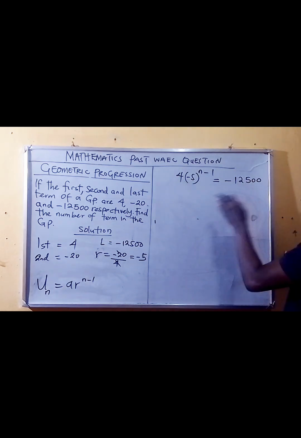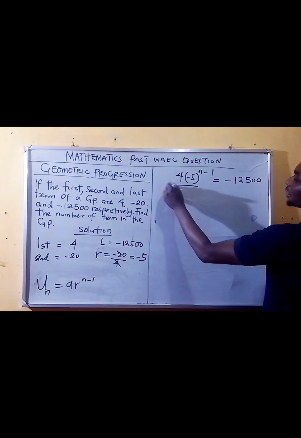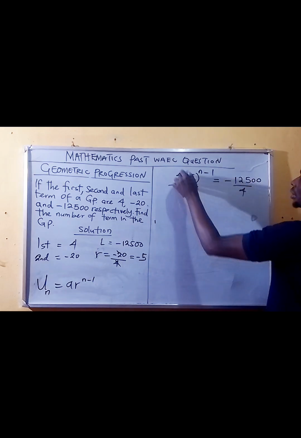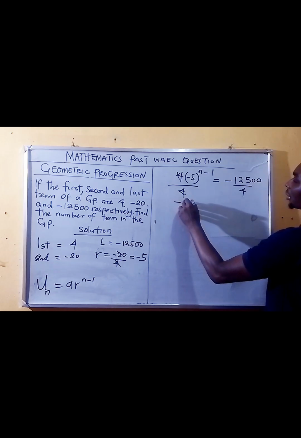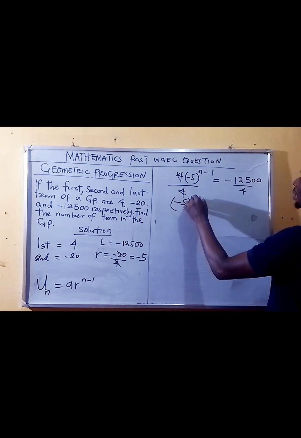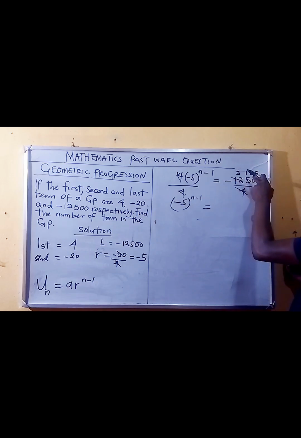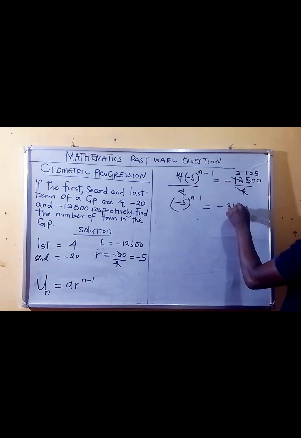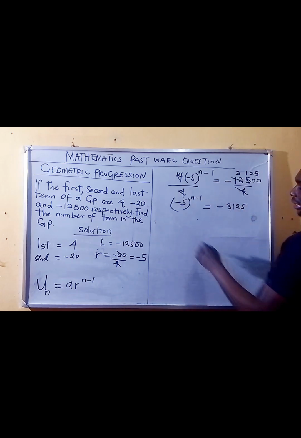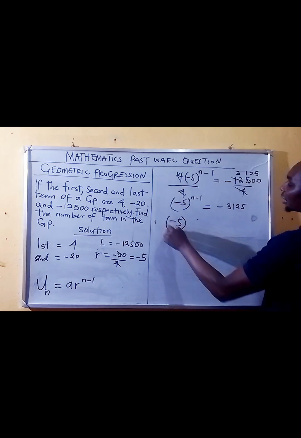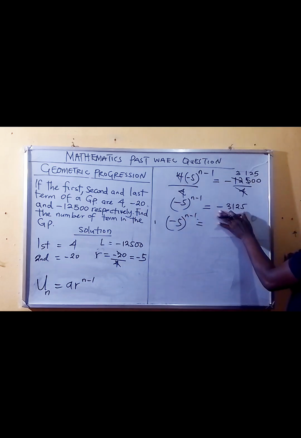So here, I'm going to simplify this. I can decide to divide both sides by what? By 4. So if I divide both sides by 4, I'm going to have minus 5 raised to the power of n minus 1 to be equal to, if I reduce this to lowest term, 12,500 divided by 4, so I'm going to have minus 3,125.